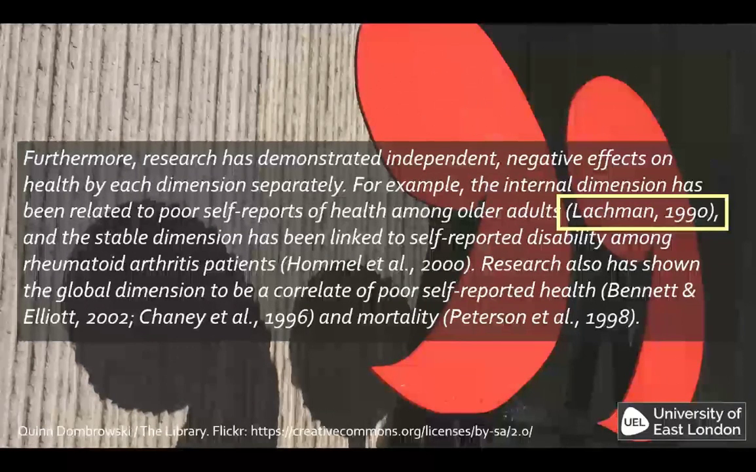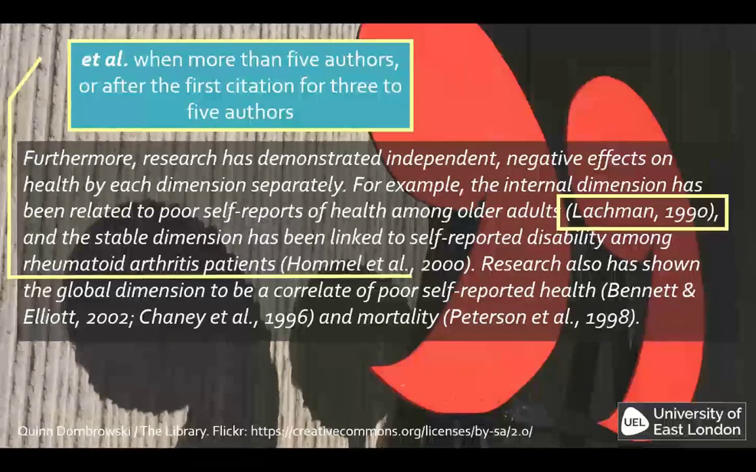Notice how et al. is used. This is an abbreviation for the Latin et alii, meaning and others. It is used when a journal article has 6 or more authors so that the citation doesn't become too long. It is also used for all but the first time a source with 3 to 5 authors is cited.